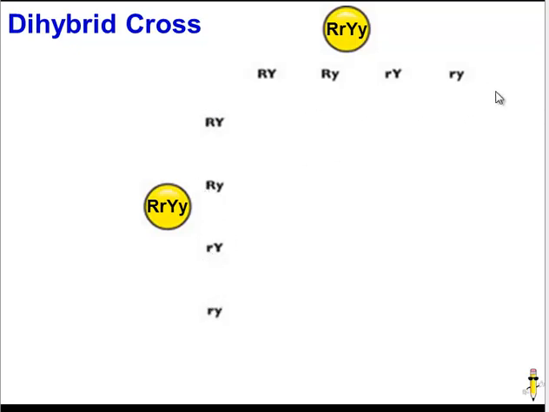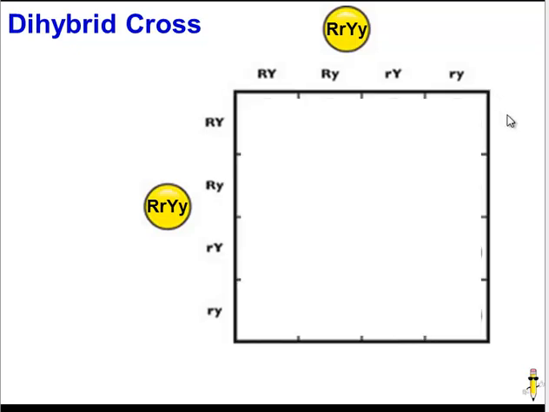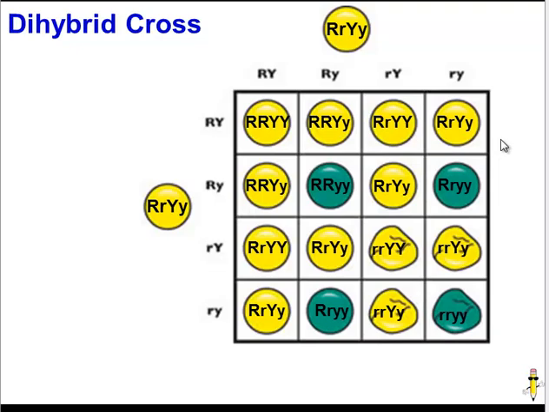These become our rows and columns of a Punnett square. And then the rest is simple. We just have to cross our male gametes with our female gametes. And here are the results we would get. As you can see, there's 16 possibilities.